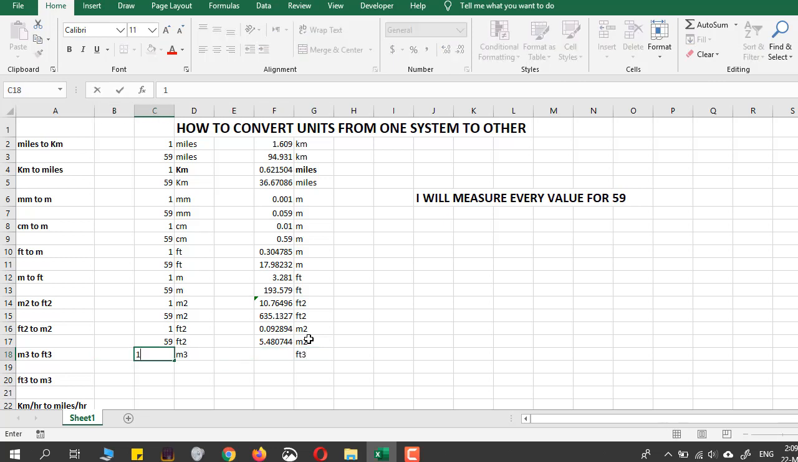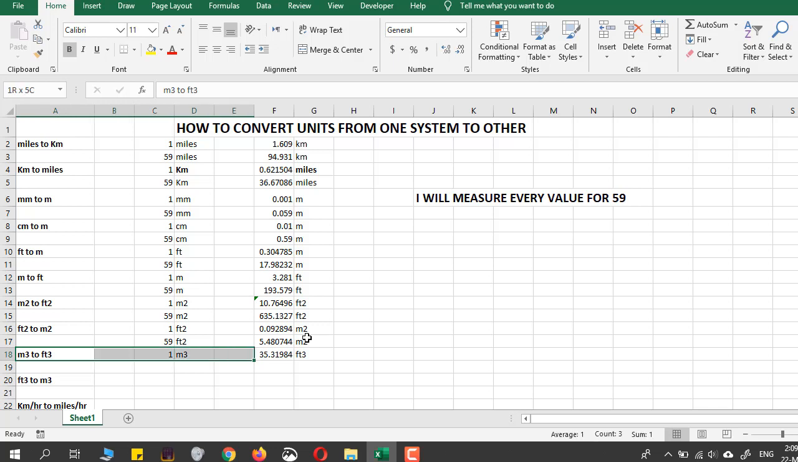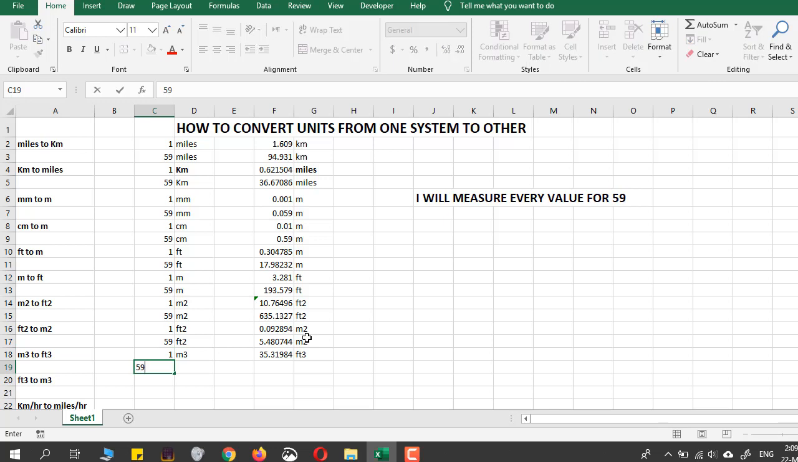Now cubic meter to cubic feet, writing them here. So in 1 cubic meter there is 3.281, so 1 meter is 3.281 feet. So 1 cubic meter is 3.281 cubed, which is 35.319 or 35.32 cubic feet. This is the most widely used number in terms of discharges in engineering, and in many other fields as well. So in 59 cubic meters, you will get 59 into 35.32. This gives you this number in cubic feet.